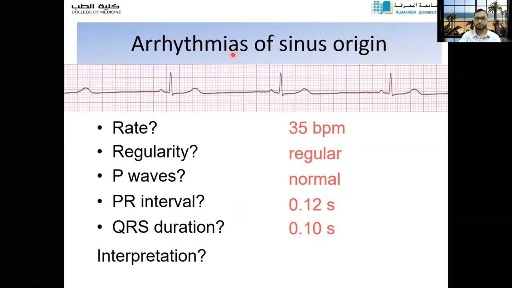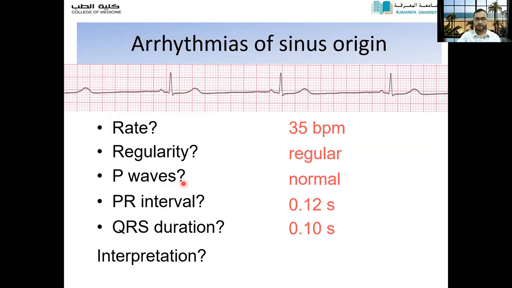Now, after confirming the arrhythmia, you have to ask all those questions to classify it, what type of arrhythmia it is. Is it a sinus arrhythmia or a non-sinus arrhythmia? How to confirm it? This question can be answered from the P waves. Are there P waves present? If normal-shaped P waves are present, as I told you, it suggests that the arrhythmia is of sinus origin.